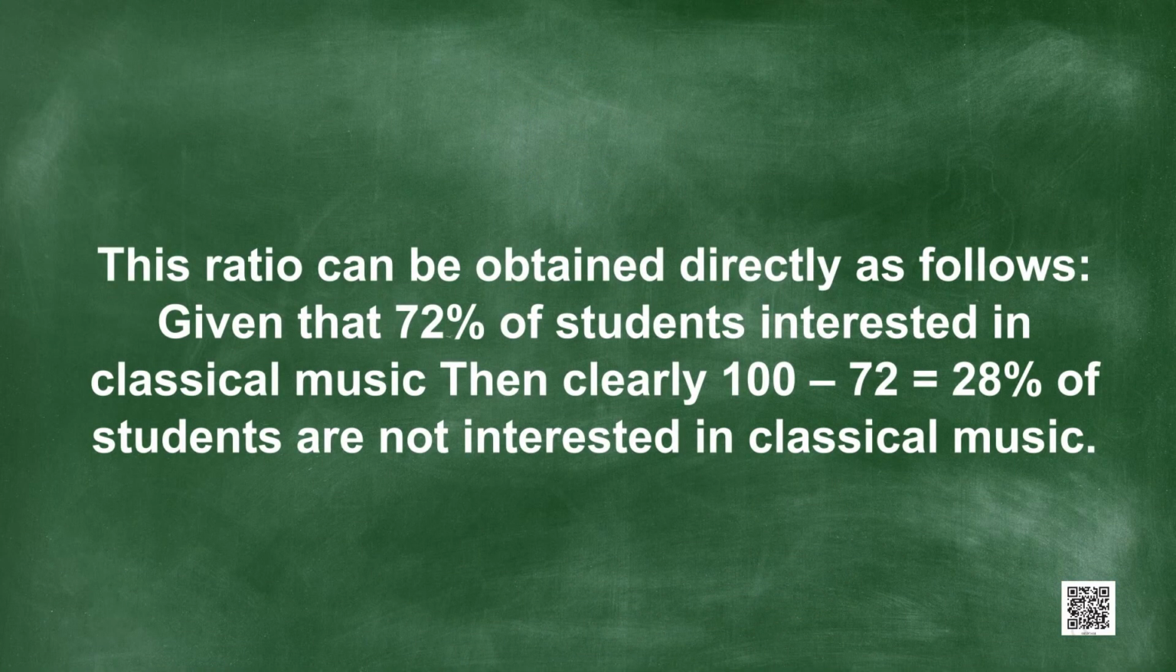Students, we can also find this ratio in a direct way. So, given that 72% of the students are interested in classical music, then clearly 100 minus 72, which is equal to 28%, of the students are not interested in classical music.